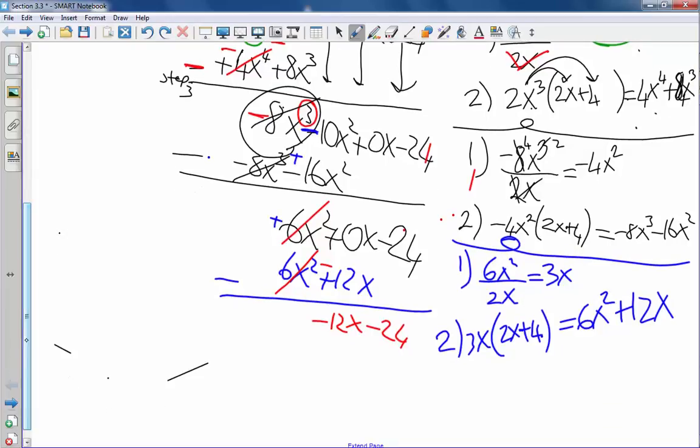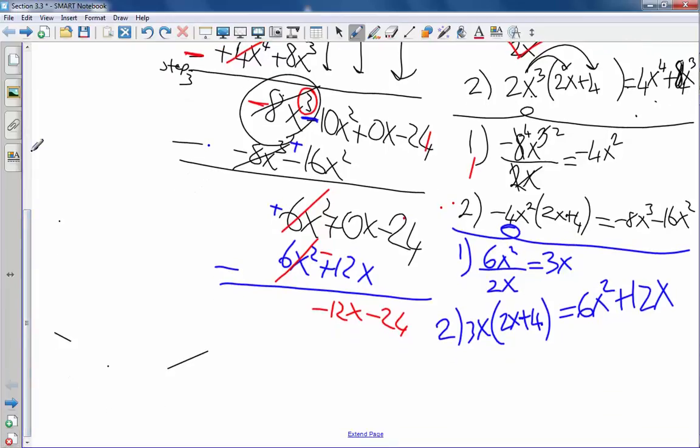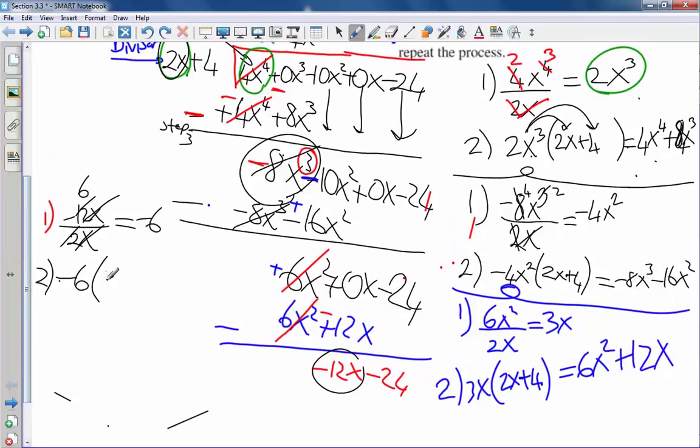And last one. Thank God, the last step. I will do it here. Take this guy, divide by the divisor again. Minus 12x, 2x. Oh, look at this. X's are completely gone. This is 6, negative 6. And I take negative 6, multiply by 2x plus 4. That's negative 12x minus 24. Oh my God.